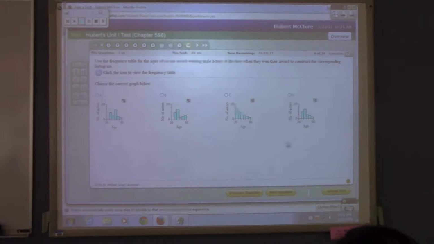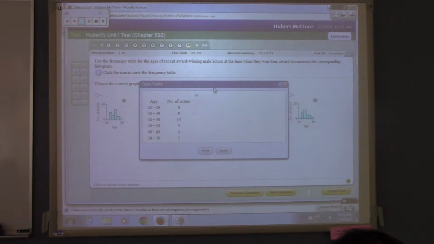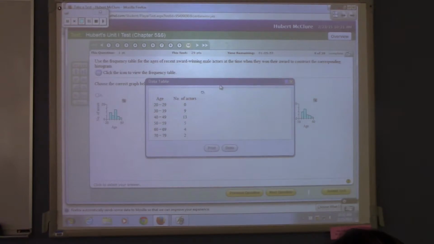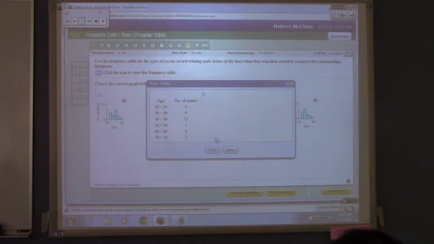Okay, next. Use the frequency table for the ages of recent award-winning male actors at the time when they won the award to construct the corresponding histogram. There's your frequency distribution right there. They want you to build a histogram. Okay, it shouldn't be hard, people. You can actually take this over to Excel.